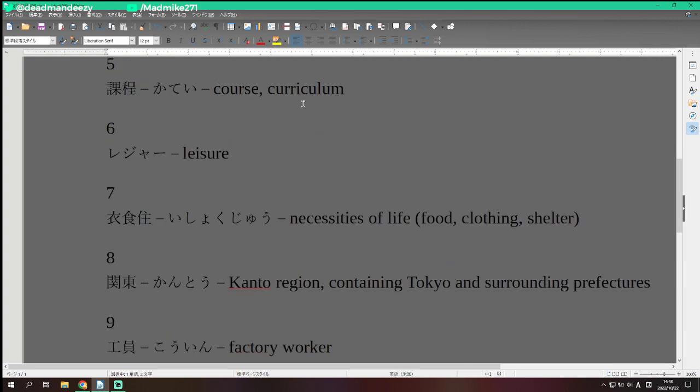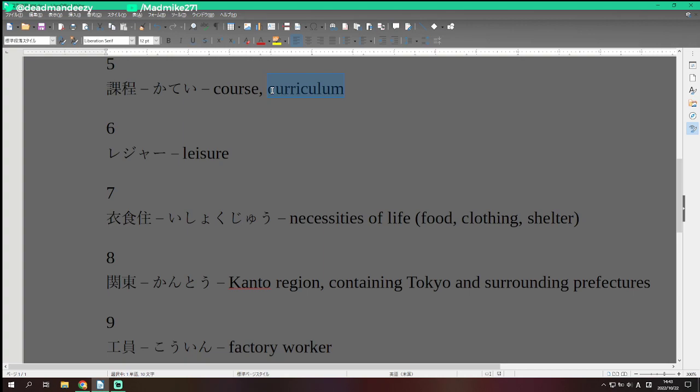Number 5 is katei. Ka on the left side stands for a chapter, a lesson, or a section, and the degree or moderation or limit of that lesson or section is a course or curriculum. A katei, literally translated, a lesson degree or lesson amount, is your course or curriculum. The amount of stuff that you're teaching someone in a set period of time is your curriculum.